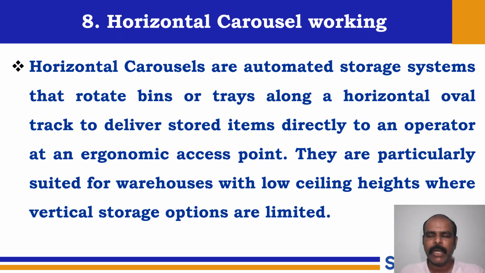Now we'll see the alternative, horizontal carousels. Horizontal carousels are automated storage systems that rotate bins or trays along a horizontal oval track to deliver stored items directly to an operator at an ergonomic access point. Earlier the rotation was vertical, and now the rotation is horizontal. They are particularly suited for warehouses with low ceilings where vertical storage options are limited. So this is the area where we prefer horizontal carousels.